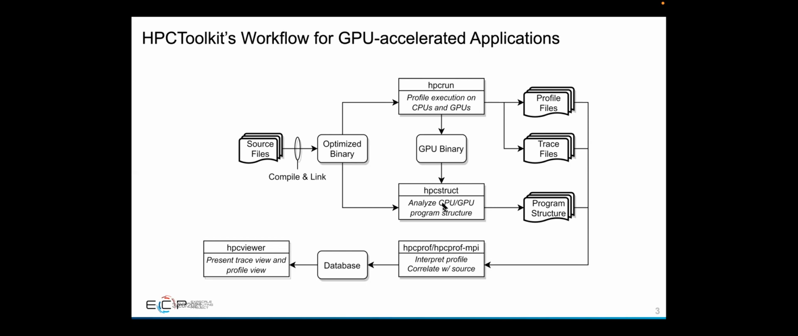We use hpcstruct to analyze application binaries and recover information about the mapping between machine instructions in CPU and GPU binaries and their source code. That produces program structure information. We combine our profiles and traces with program structure information using a tool called hpcprof, which is a sequential tool, or hpcprof-mpi, a scalable version for analyzing lots of performance data. This produces a performance database. Then we have hpcviewer, an interactive interface for exploring the performance information.